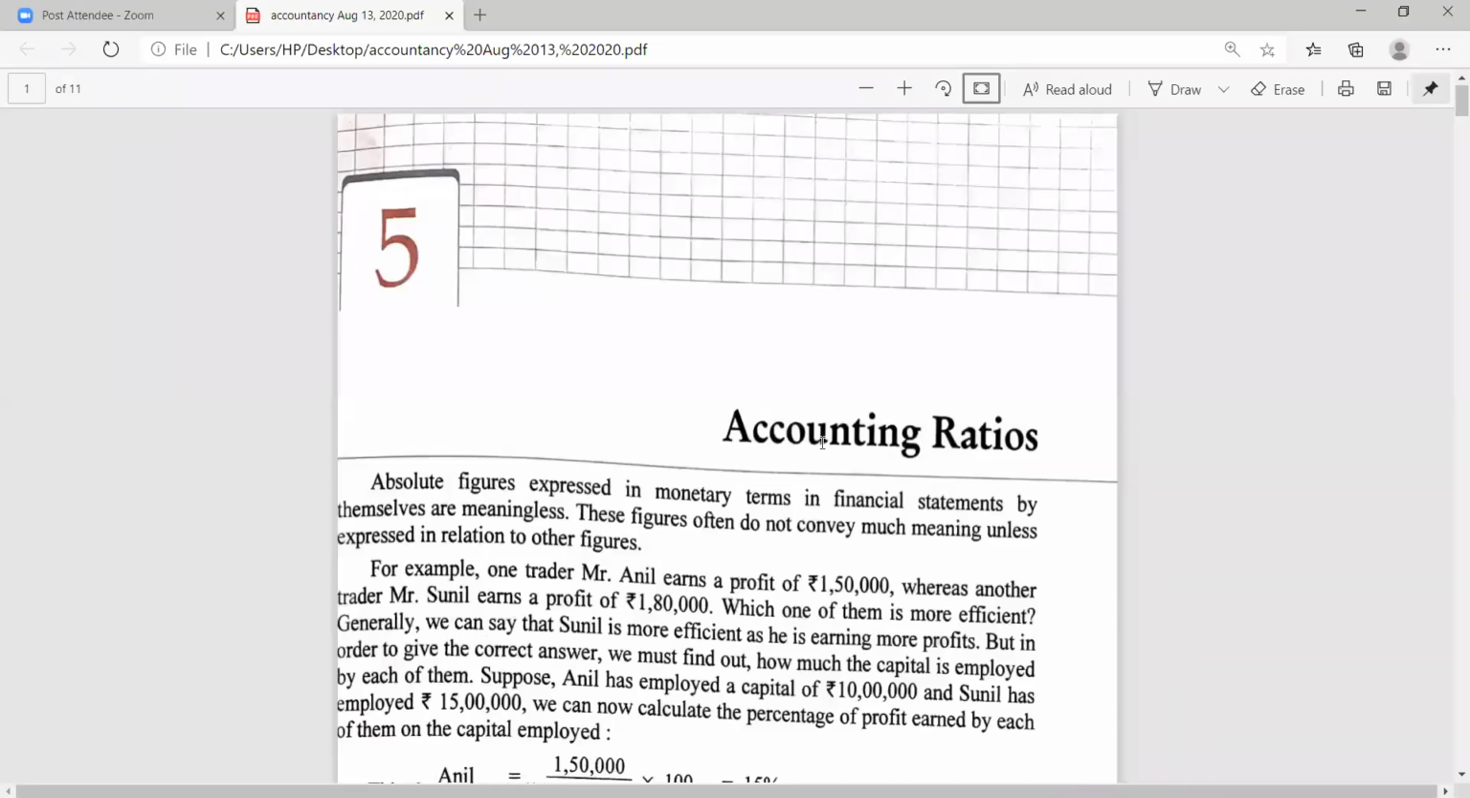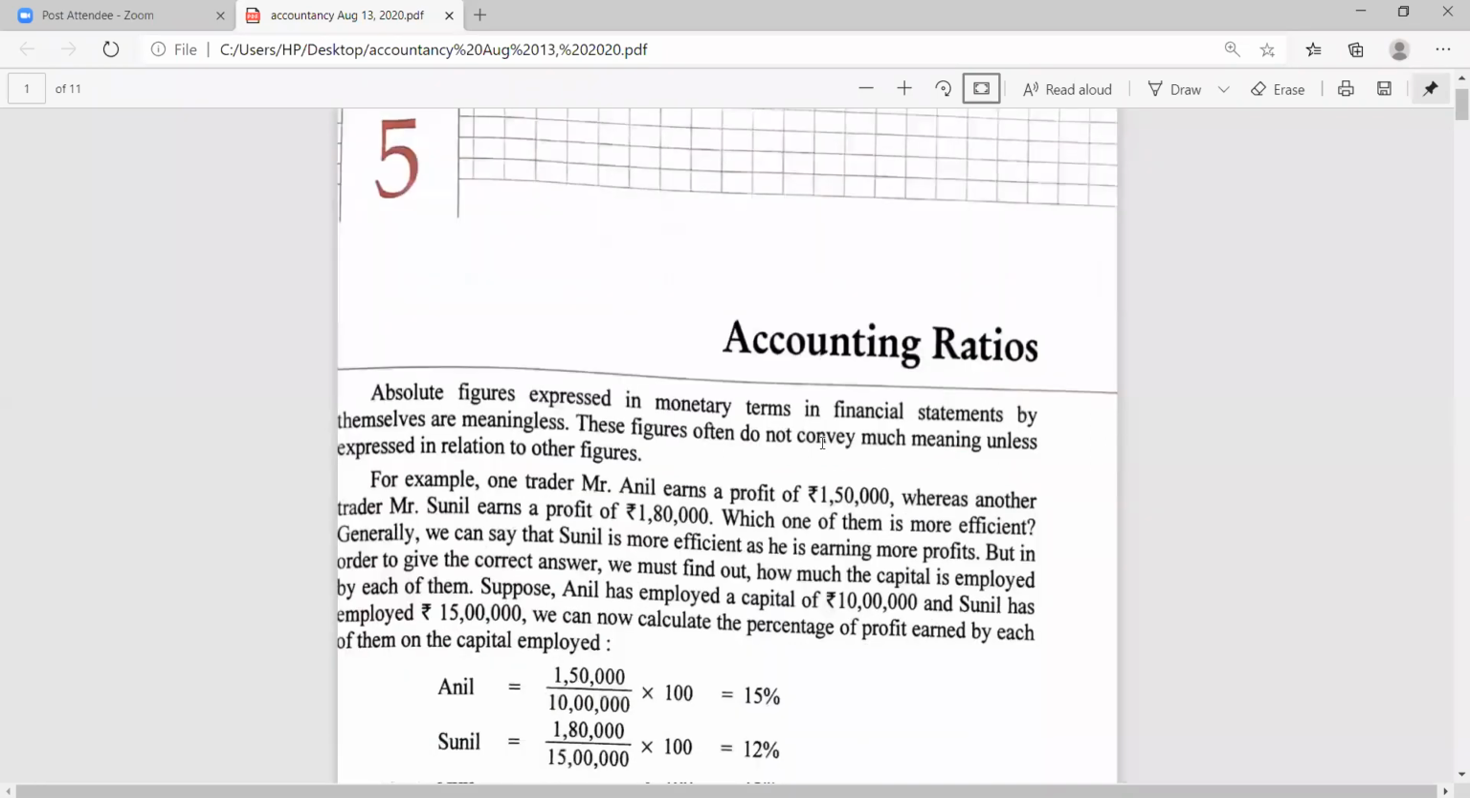Good afternoon, students. Today we are going to start our chapter number 5 of part B, that is accounting ratios. Day by day, in various chapters, we are doing the tools which are helpful to make the analysis of financial statement. This is also another tool to analyze the financial statement, that is accounting ratios. What are accounting ratios? For learning the accounting practice, the meaning should be clear to us.